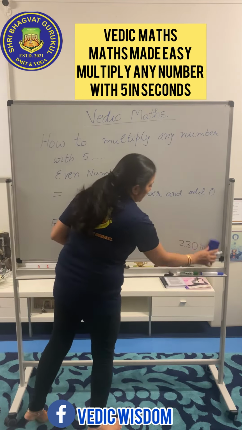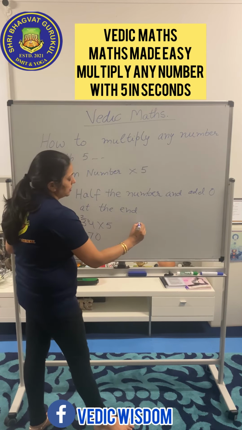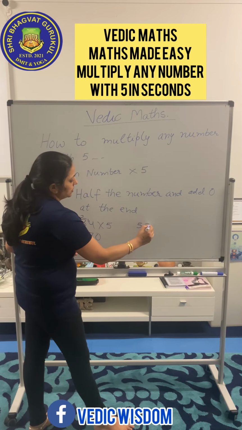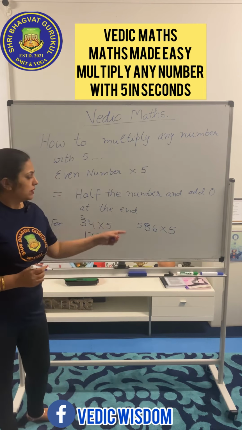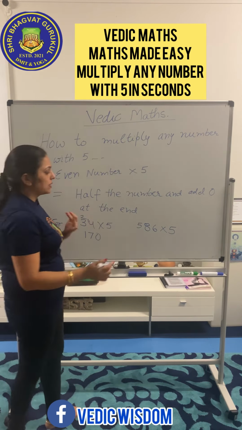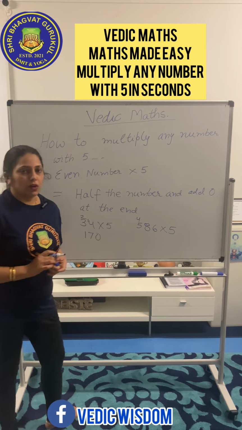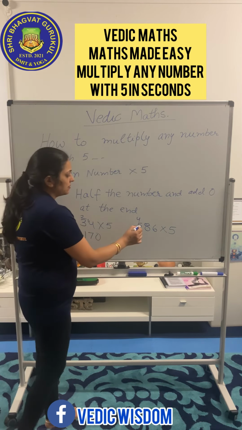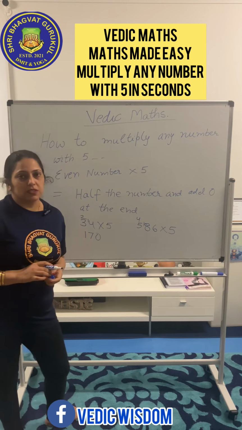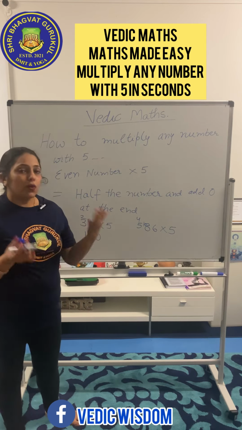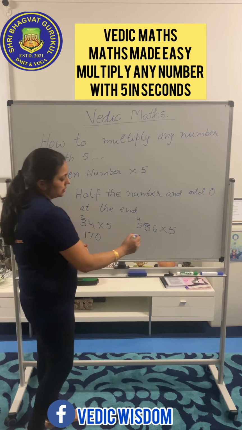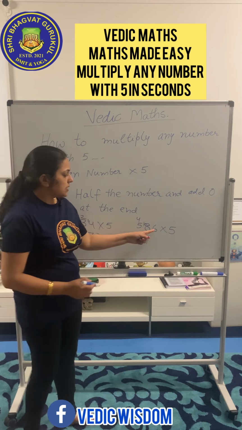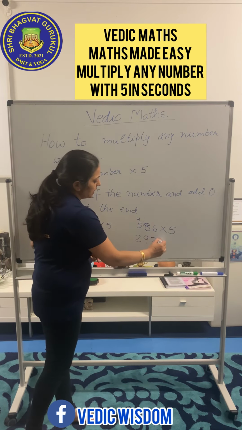Let's take one big example. We have number 5, 8, 6 multiplied by 5. So now, what will be the half of 5? We can't do it. So what we will do? We will put 4 on top of it. So 4's half, easy. And then 1 left over will move to the next digit. It becomes 18. So now 4's half is 2. 18's half is 9. 6's half is 3. And then you add 0 with it.